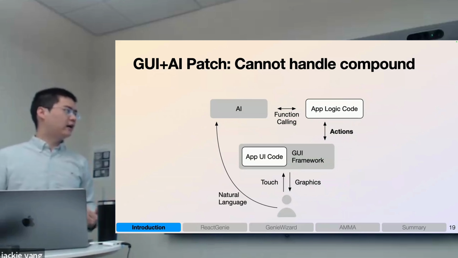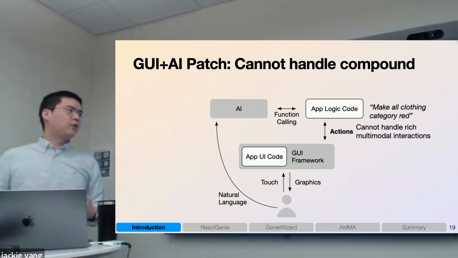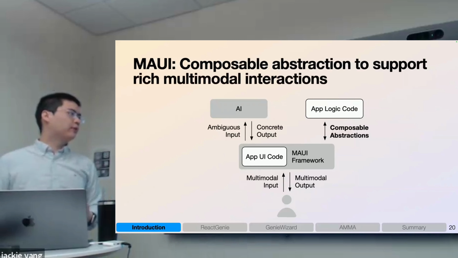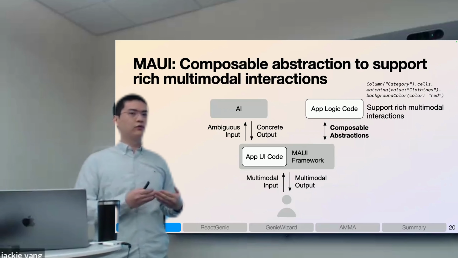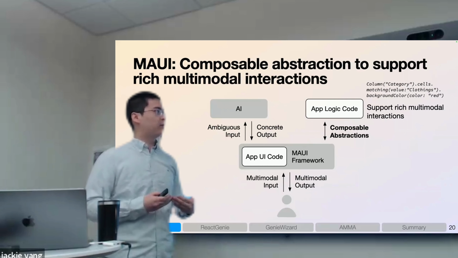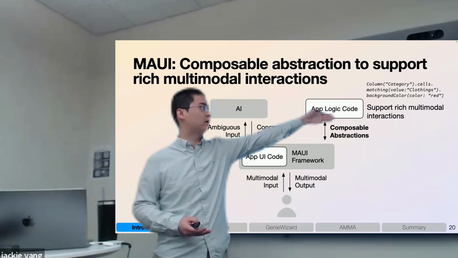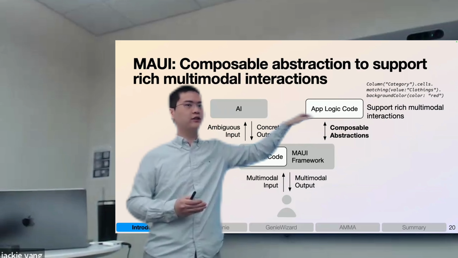So we think that is because right now we have this action interface, which works well for GUI, right? If you click a button, it executes the action. But for rich multimodal interactions, this framework is simply not good enough. So in MAUI, we replaced it with composable abstractions, and that would support rich multimodal interactions. For example, the same command in the Excel example can be translated into a statement like this, which involves multiple function calls.